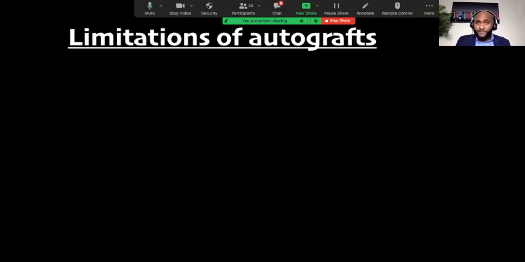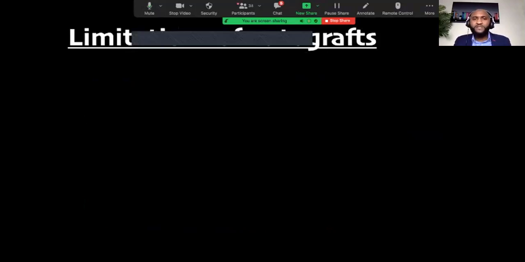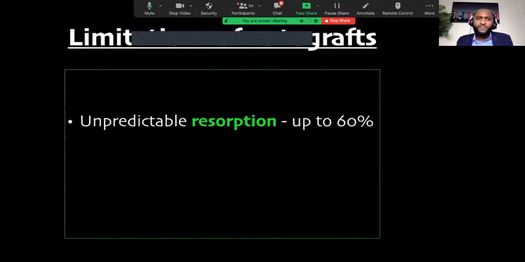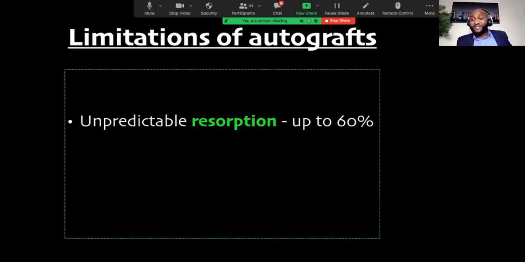Now, unfortunately, the patient's own bone autografts have some limitations. And one of them is that they tend to resorb heavily, sometimes up to 60%. And that is a serious drawback because it means you can end up having to regraft a second time because the first graft actually resorbed.